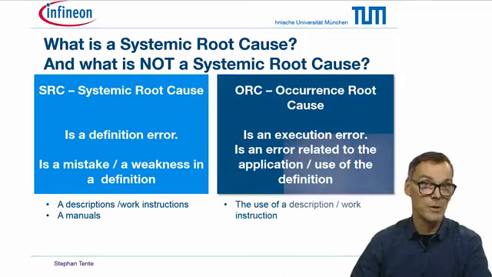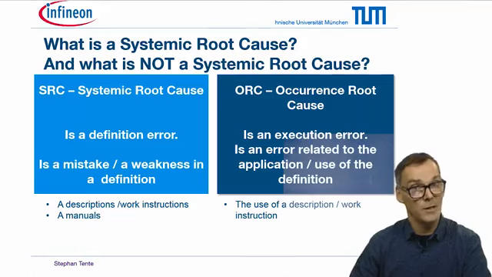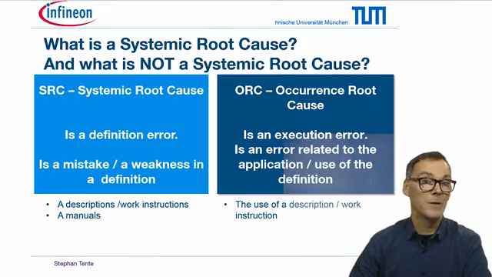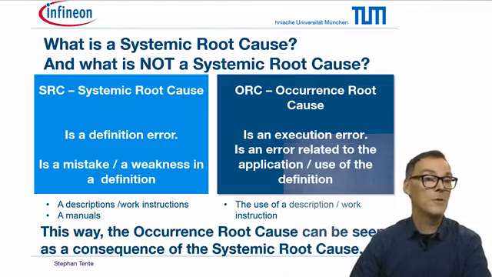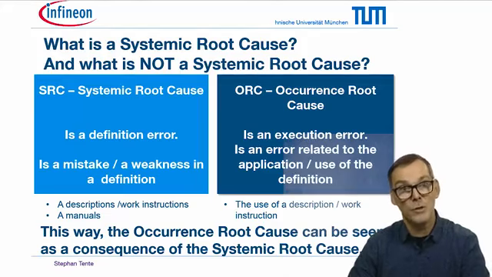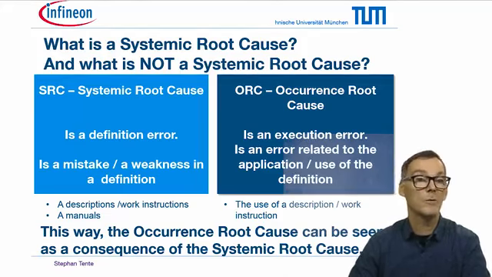An occurrence root cause, on the other side, is an execution error. It is an error related to the application or to the use of that definition. It is the use of the definition or that very work instruction. And if you see it this way, the occurrence root cause can be seen as a consequence of the systemic root cause.